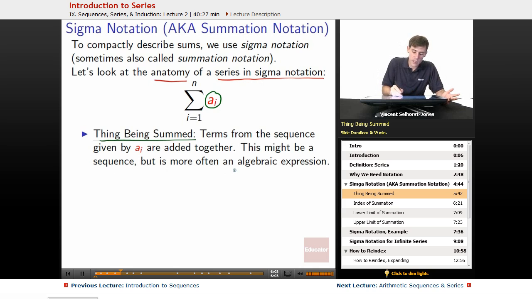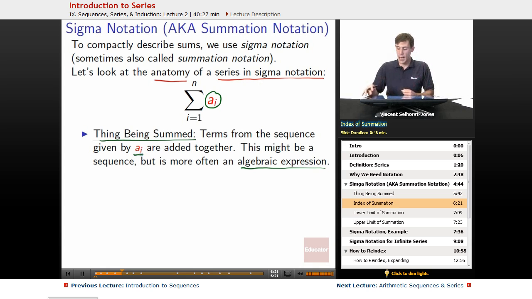It might be a sequence, but it's much more often going to be an algebraic expression, something like 3 times i plus 10, or 2 to the i, or i factorial, so that we could plug in a number and be able to churn out a value. So you'll often see algebraic expressions, but once in a while you will see a sequence like a sub i.